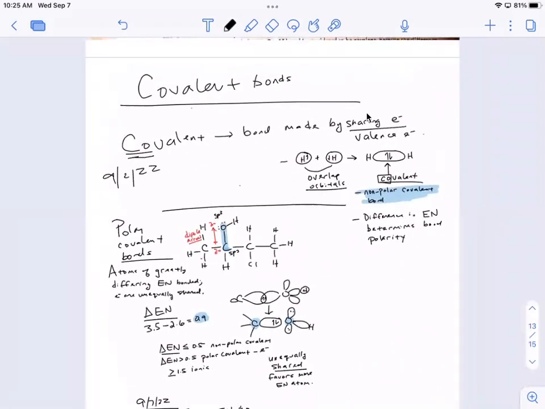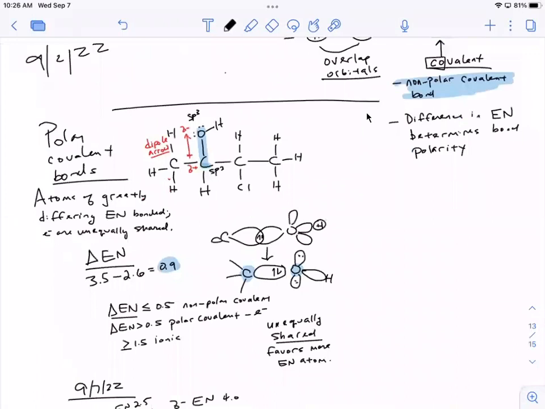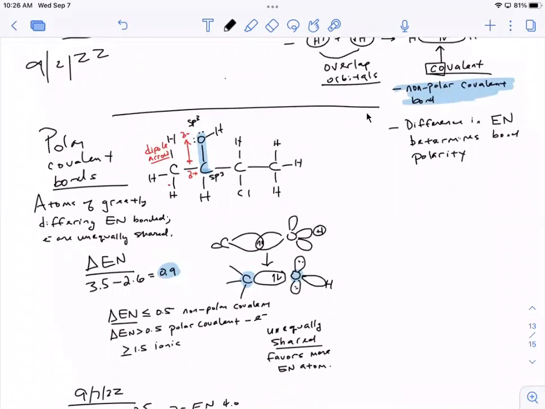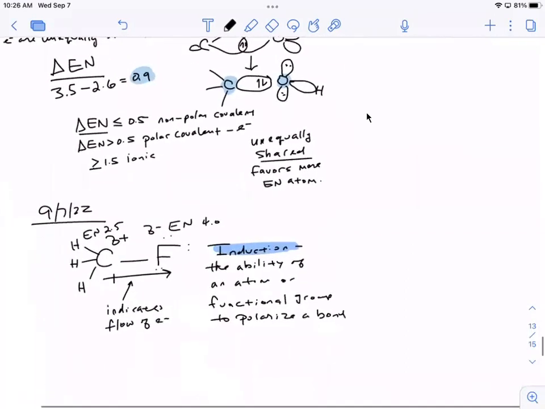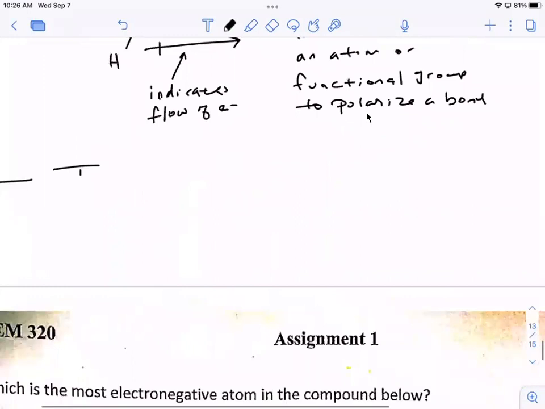With that being said, we have non-polar covalent bonds, where the difference in electronegativity is less than or equal to 0.5. If the difference is greater than 0.5, it's polar covalent, and greater than or equal to 1.5 is ionic. All these different types of bonds that we're going to encounter are either going to be non-polar covalent or polar covalent. Questions about that? That dipole is important, because when you talk about dipoles, you have individual dipoles.